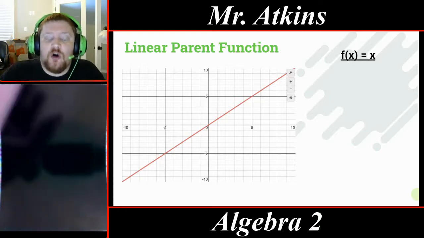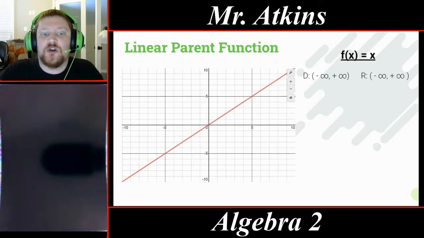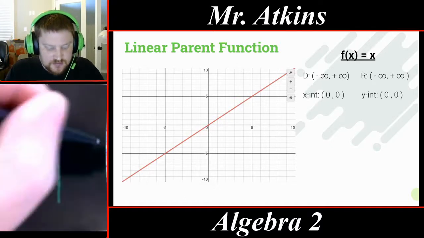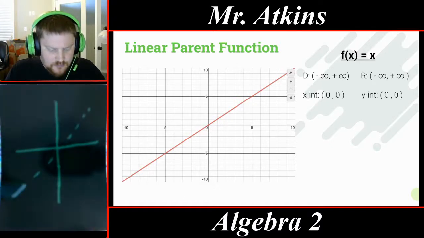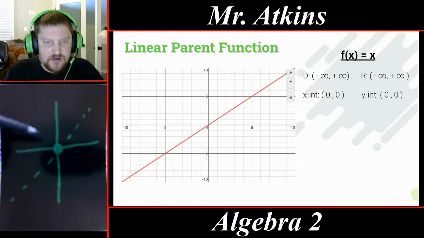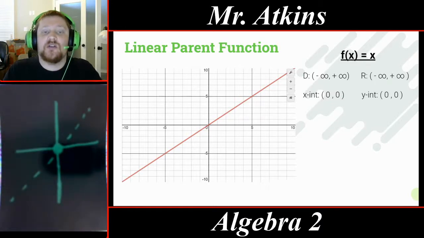The domain for all linear functions, not just the parent function, is all real numbers, negative infinity to positive infinity, both for your domain and your range. Your x and y intercepts are unique to each linear function though. The parent function we can see in this case crosses both the x and the y-axis right here at the origin. So because it crosses the x-axis at 0, 0, that's your x-intercept. And because it crosses the y-axis at 0, 0, that's your y-intercept.